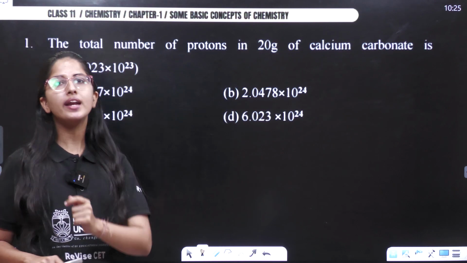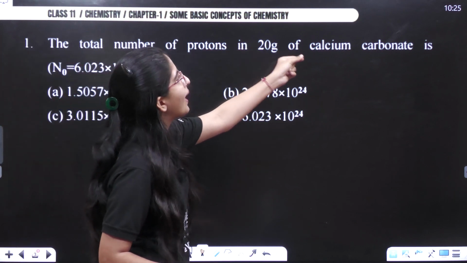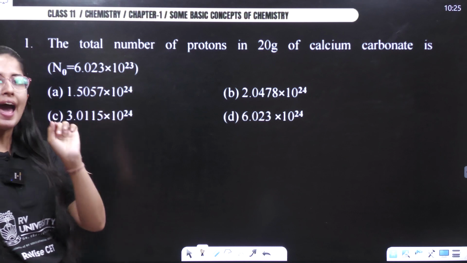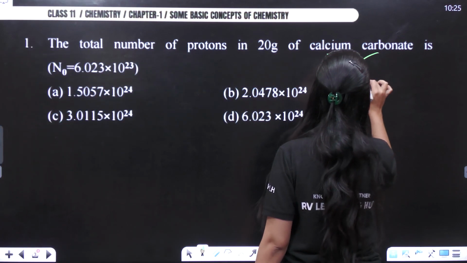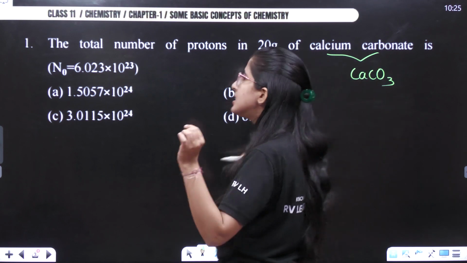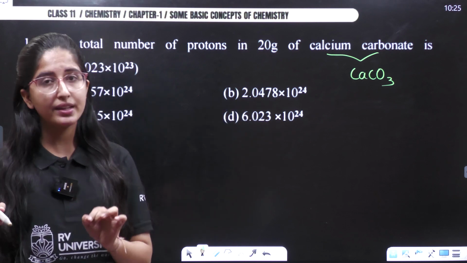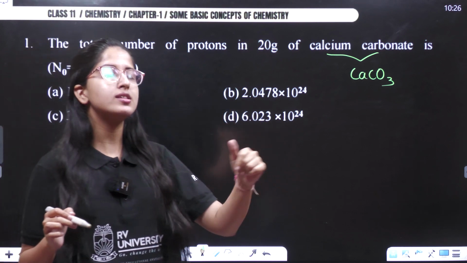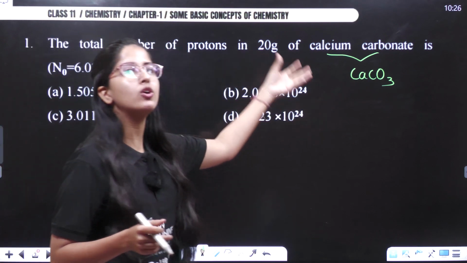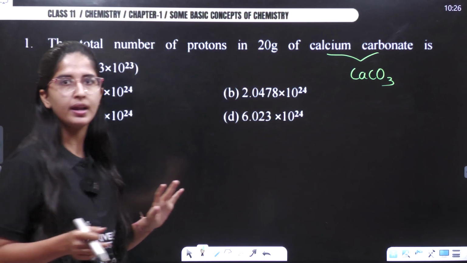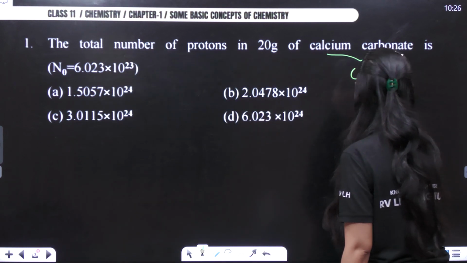So question number 1 is, the total number of protons in 20 gram of calcium carbonate is. So they have given calcium carbonate, which is nothing but your CaCO3. In this calcium carbonate, if we take 20 gram, how many protons will be there? They are asking. So the number of protons is equal to your atomic number. Correct? So now if you calculate using the atomic number for all of calcium carbonate, you will get around 50.